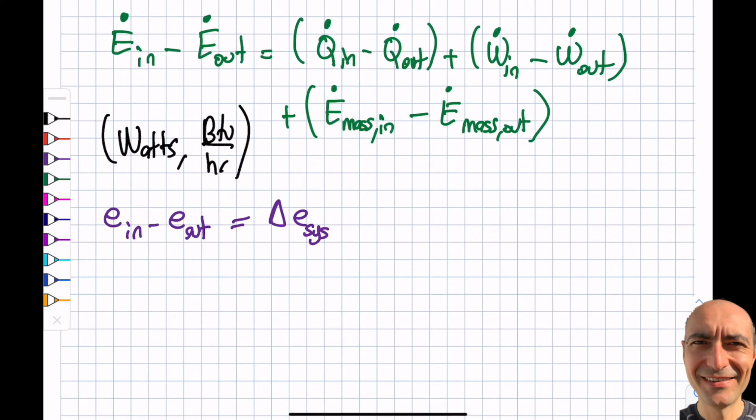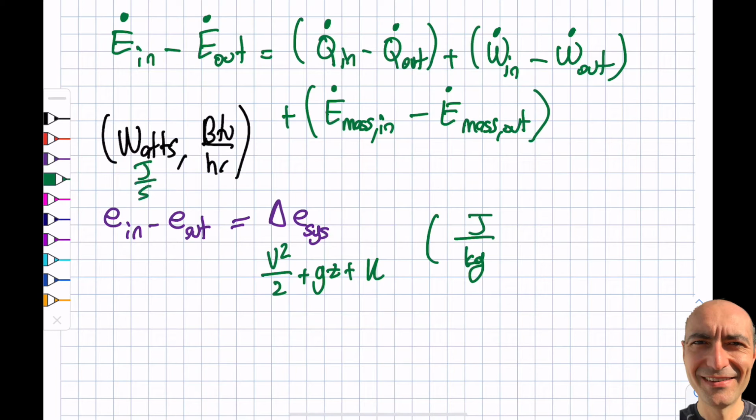And I want to write that because it's going to be v squared over 2 plus gz plus the internal energy, or rather more specific internal energy. And the units this time around in terms of the pair is joule per kilogram. This was joule per second, right? And I'm going to have BTU per pound mass. That will be my unit pairs.